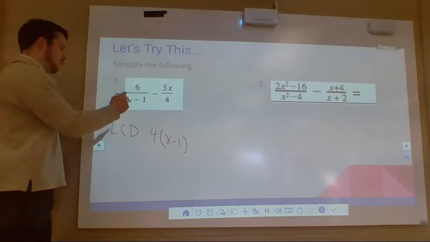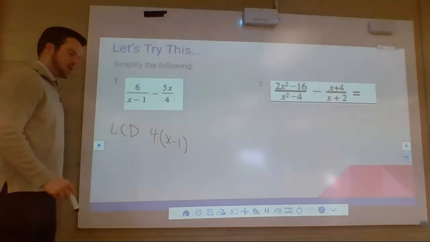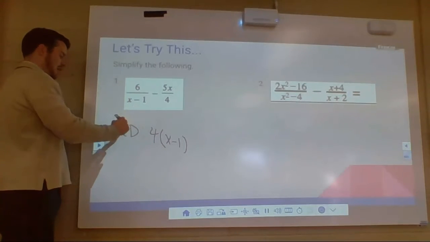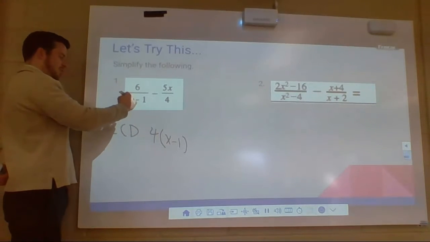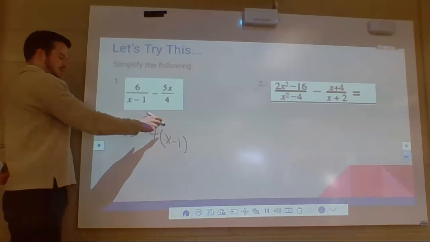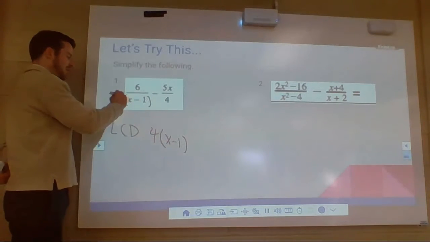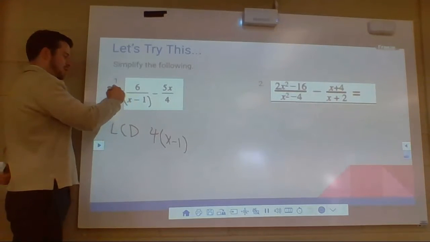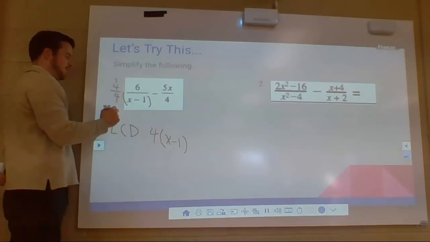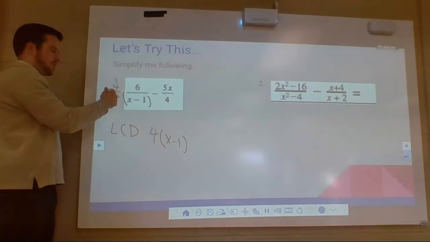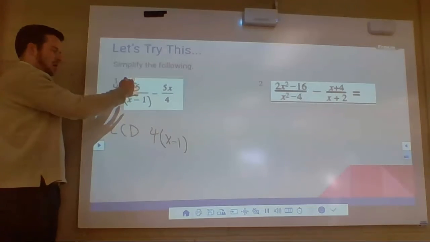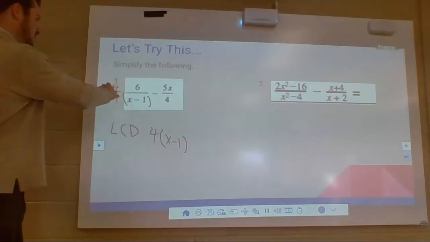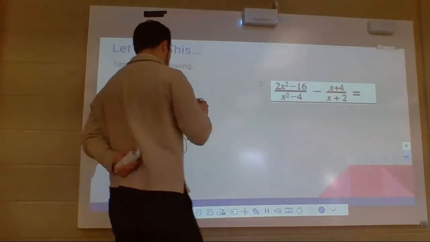All right, so we want both of these denominators to be 4 times x minus 1. So in order to get that least common denominator, what do I need to multiply x minus 1 by to get 4 times x minus 1? Well, obviously, you need to multiply it by 4. Now, remember, if we multiply the denominator by a number, we also have to multiply the numerator by that same number, because 4 over 4 is 1. We're not actually changing the nature of the number, just the way it looks, just its form. So I will distribute all that in a second.